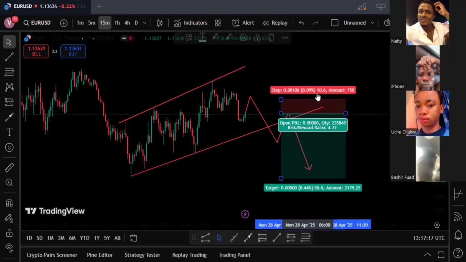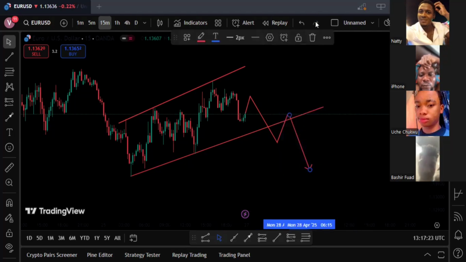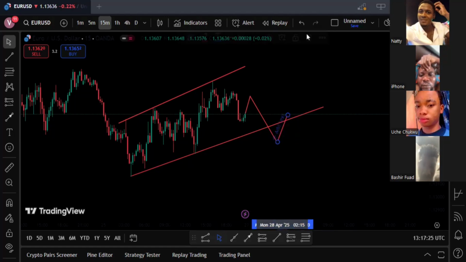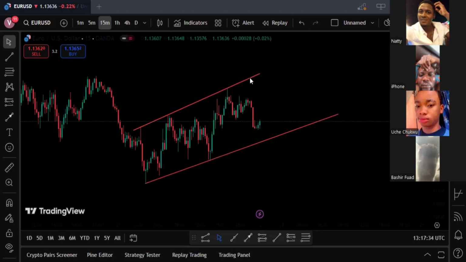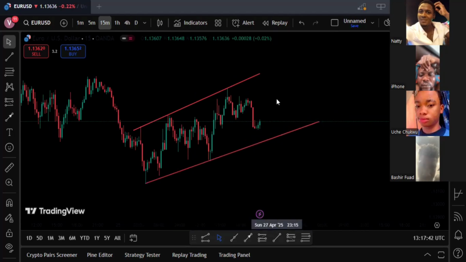Don't do all these ones. Let me remove them. Just go to EURUSD. We should analyze exactly this market. Don't copy what I did. Go and draw it in your own way, on the 15 minutes time frame on EURUSD. Draw this pattern for me. Then send it to the group, not WhatsApp, to the group.